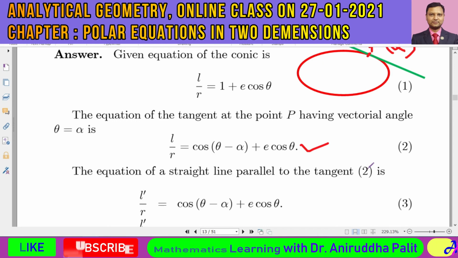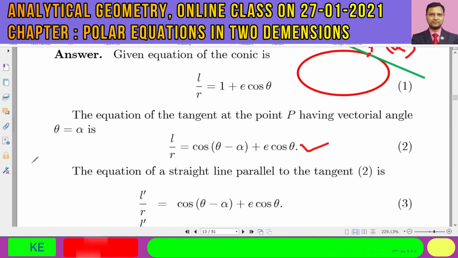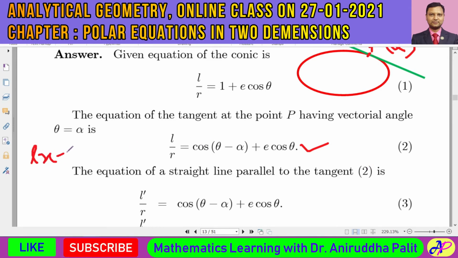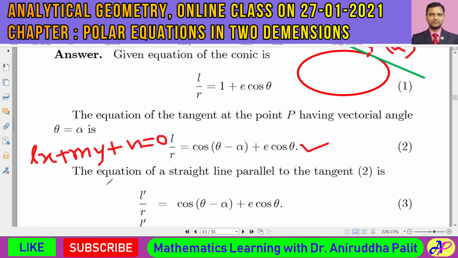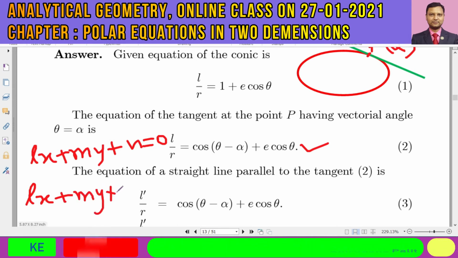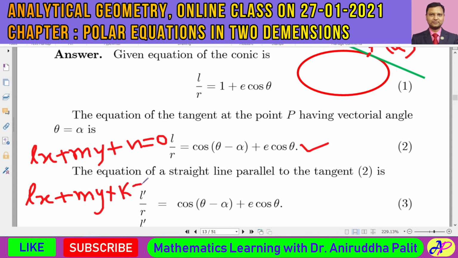You see, in case of Cartesian coordinates, if you recall, suppose we have this kind of straight line Lx plus my plus n is equal to 0. If this is the equation of a straight line, then to draw another straight line parallel to it, the equation would be Lx plus my plus a constant term that will be changed. In place of n, we might get another constant k. That was the technique.